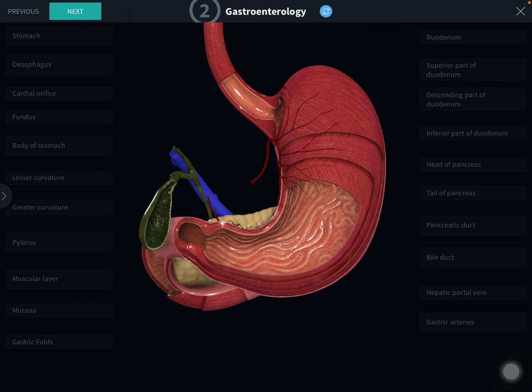Today we will see the practical preparation of the stomach and the related viscera.